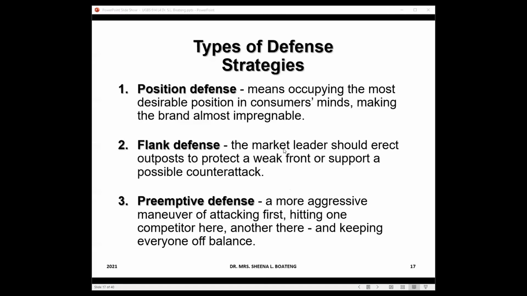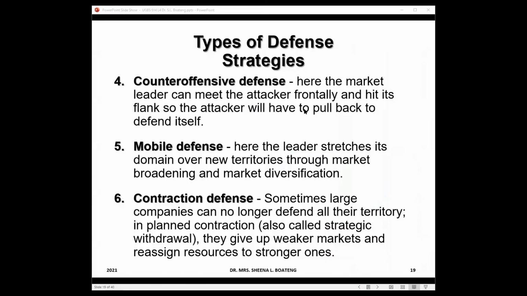Now, beyond preemptive defense, we can also talk about the counter-offensive defense. And here the market leader can meet their attackers frontally and hit the attackers' flanks so that they will have to pull back in order to defend themselves. And this usually happens where the competitor has some kind of characteristic or some kind of new innovation or tool that could prove to be a little offensive or unseating to the market leader.